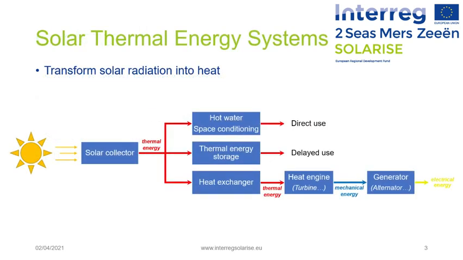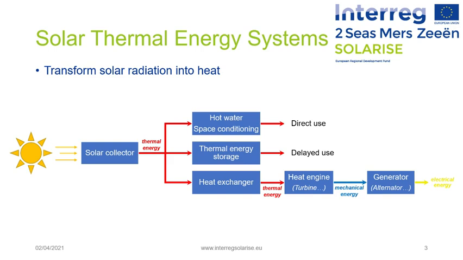Basically, solar thermal energy systems transform solar radiation into heat to be used for heat-needed applications. The major component of any solar thermal system is the solar collector. It is a device that absorbs the incoming solar radiation, converts it into heat, and transfers the heat to a fluid, usually air, water, or oil, flowing through the collector.